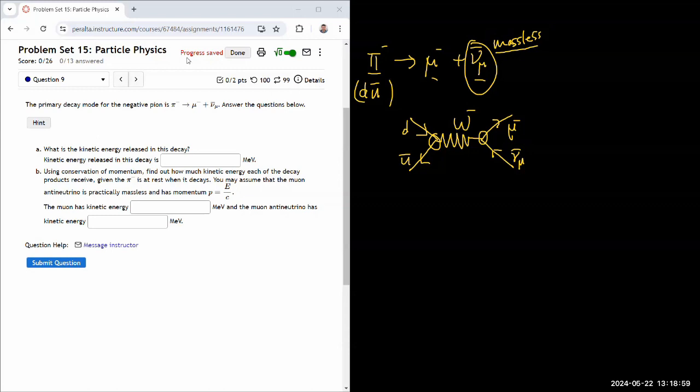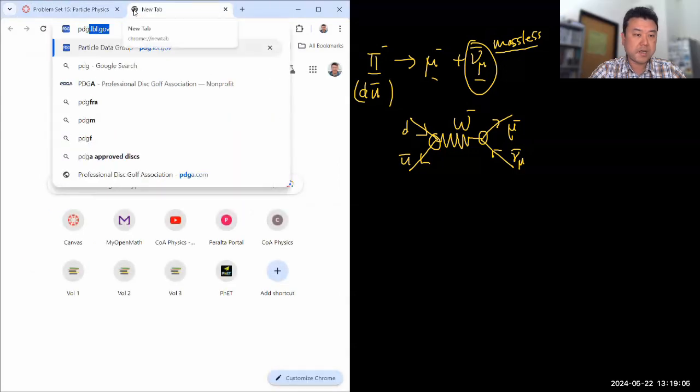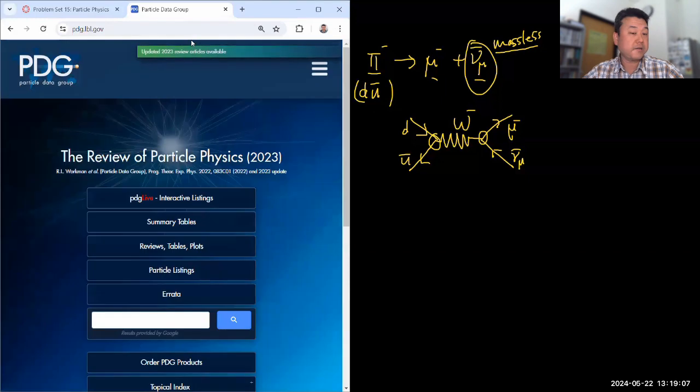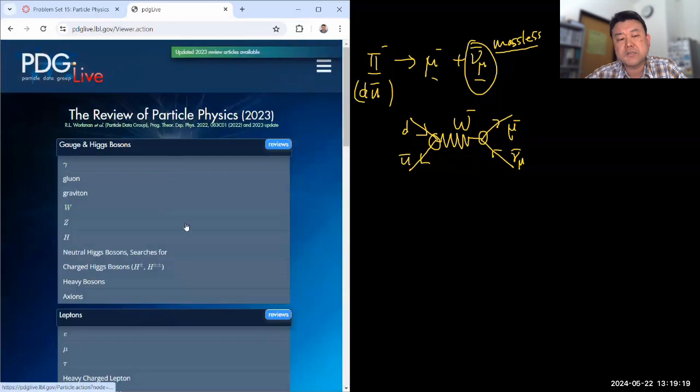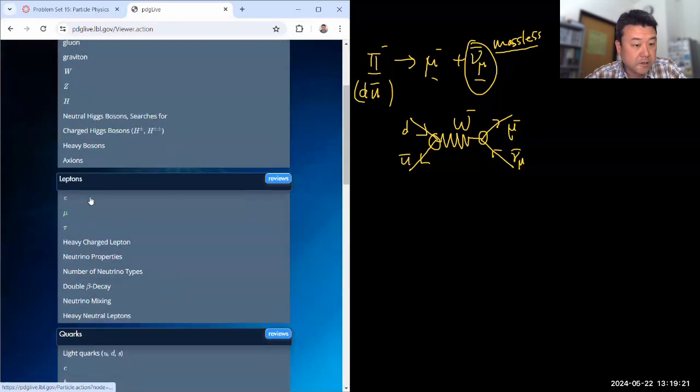So I need to look up their masses. Let me use this opportunity to plug a resource. It's the Particle Data Group, pdg.lbl.gov. They are the keeper of particle information. And there are different ways you can use it. I think one time before I showed you the summary table, but I think you can use the interactive listing. That's probably a little bit easier.